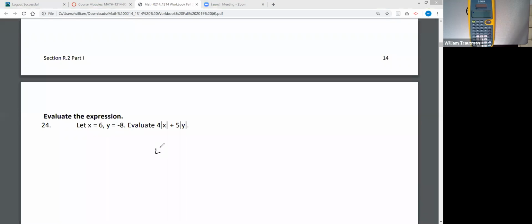So this is 4 absolute value of x plus 5 absolute value of y. X is 6. I'm going to put a 6 in here. Y is -8. I'm putting a -8 in here. Order of operations says do what's in the parentheses first. By the way, can somebody tell me what is happening between the 4 and the absolute value of 6? What kind of math is happening right between these two? What does that mean? Are we going to add those two together? What are we going to do with just these two?